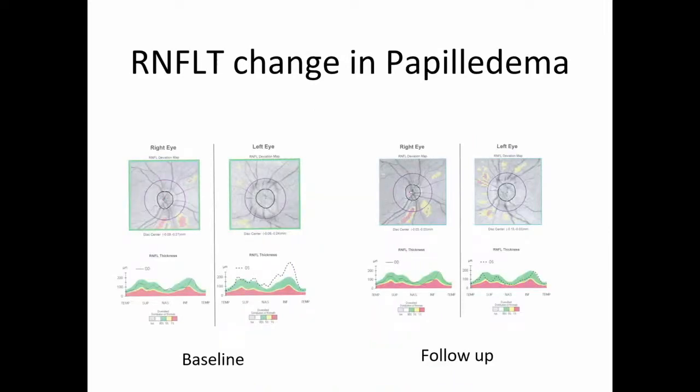And this is someone who had unilateral asymmetric papilledema, which is relatively rare. You can see from baseline that there's nerve fiber layer thickening. And with treatment, once you put this patient on Diamox, the retinal nerve fiber layer thickness goes back to normal.